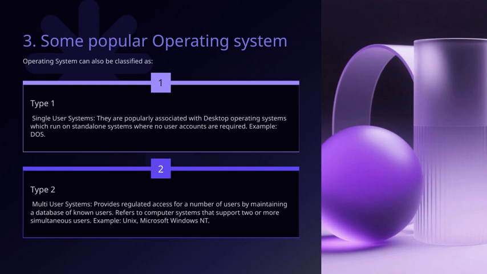Moving on, the second type is multi-user systems. These systems are designed to support multiple users at the same time. They maintain a database of known users and regulate access accordingly, ensuring that each user can work simultaneously without interference. Think of systems like Unix or Microsoft Windows NT. These are powerful environments used in servers and larger networks where multiple users need to access resources at once.